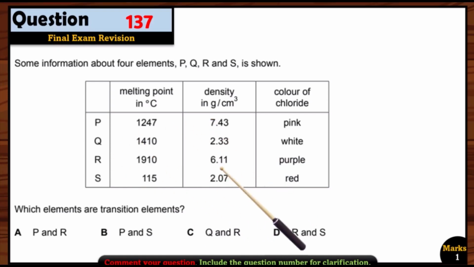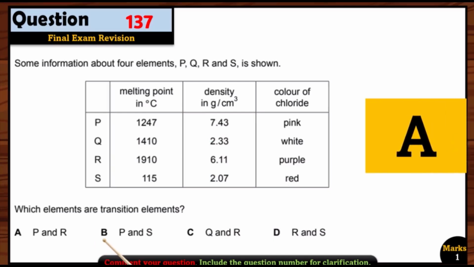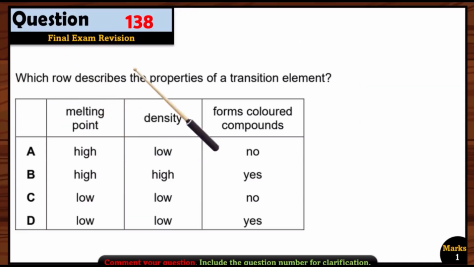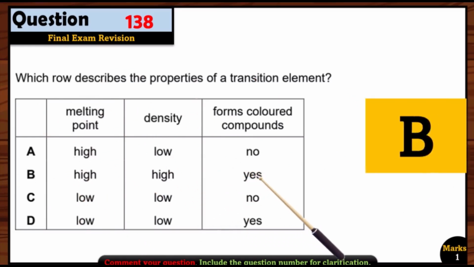So it means P and R. And if you see the melting points, it's also very high. So P and R are actually the transition elements. P and R, can we find here? Yes, option A is the correct option here. Question 138. Which row describes the properties of a transition element? Melting points, yes, very high. Density is higher. So that's why option B is right. Form colorful compounds, yes.